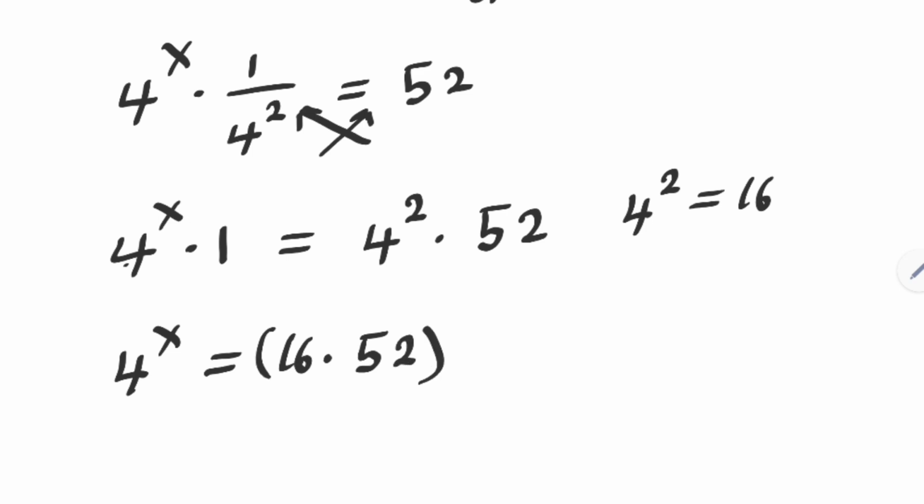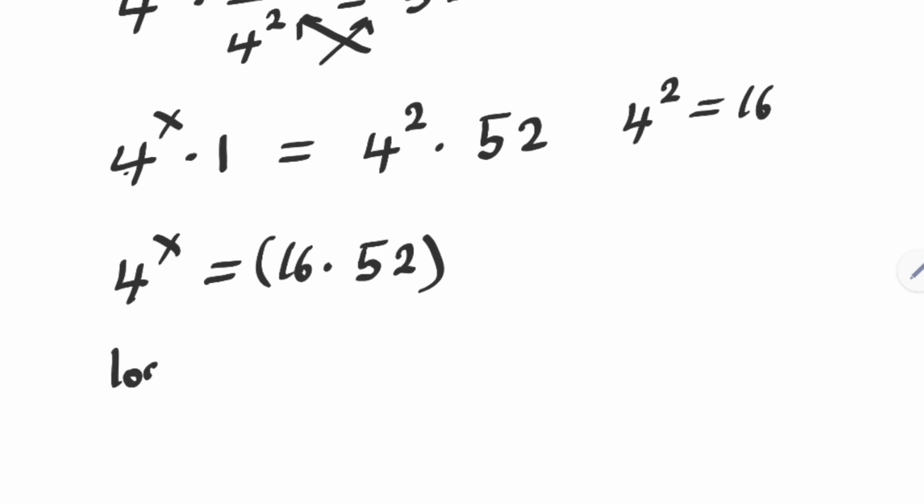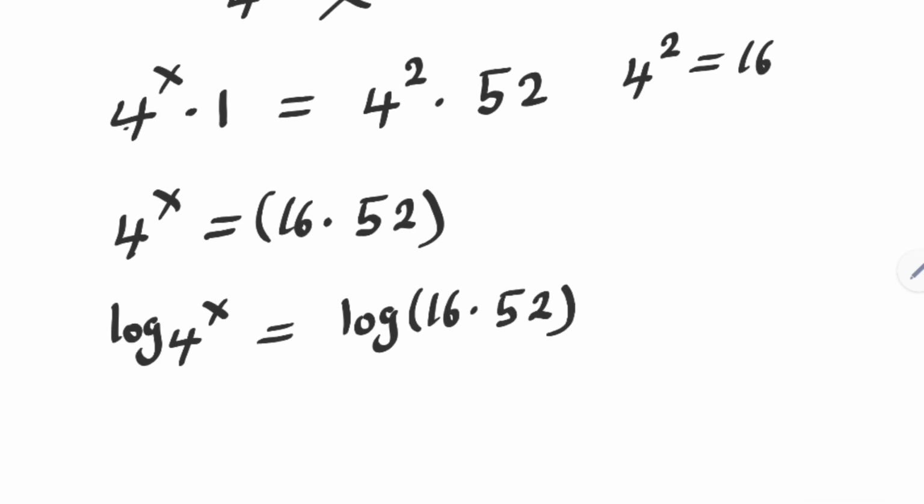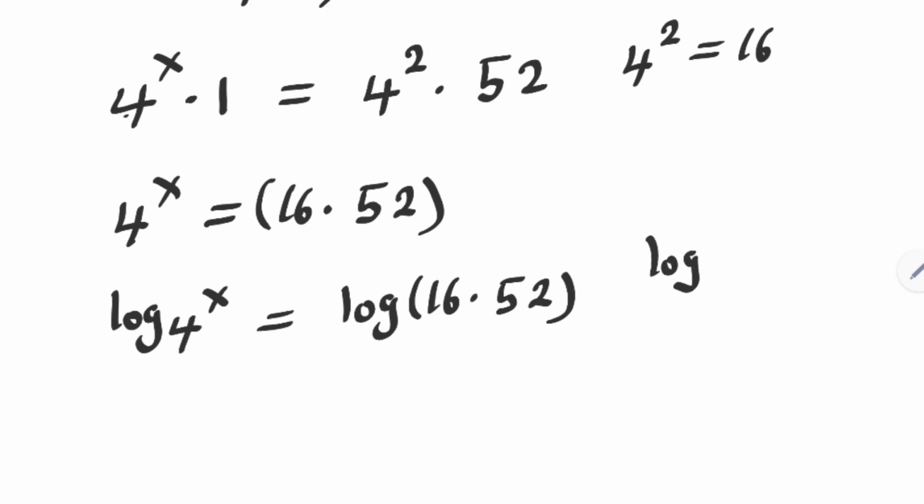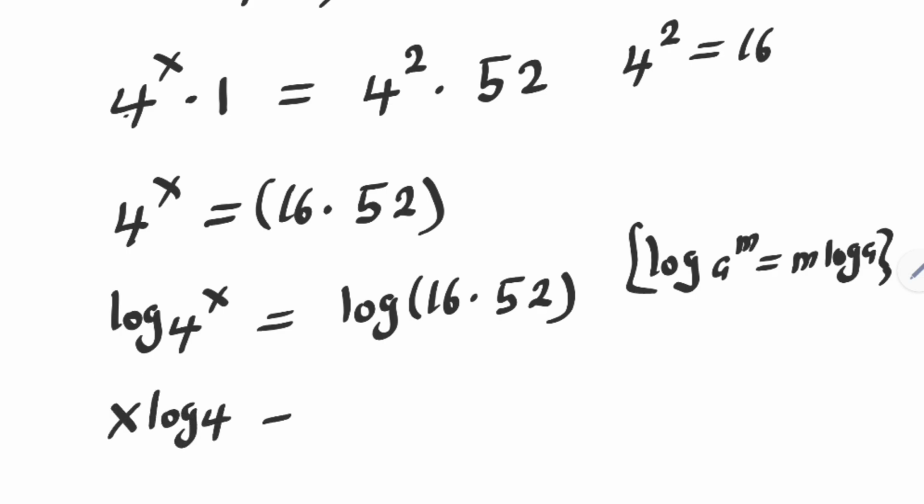Let us take the log on both sides of this equation. Log 4 raised to power x is equal to log 16 multiplied by 52. If you have log a raised to power m, this is equal to m log a. This can be written as x log 4 is equal to log 16 multiplied by 52.